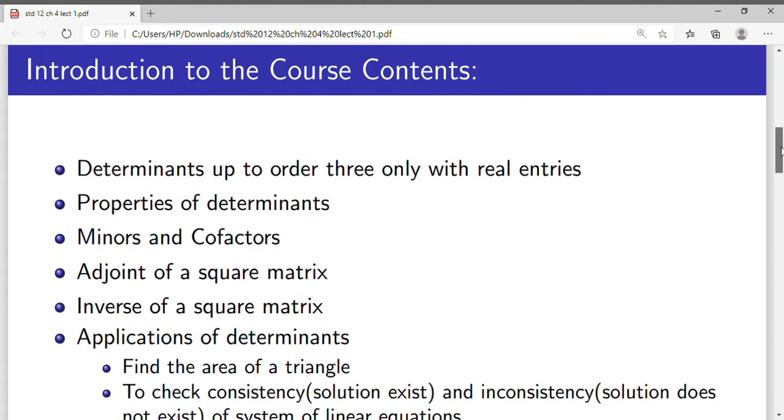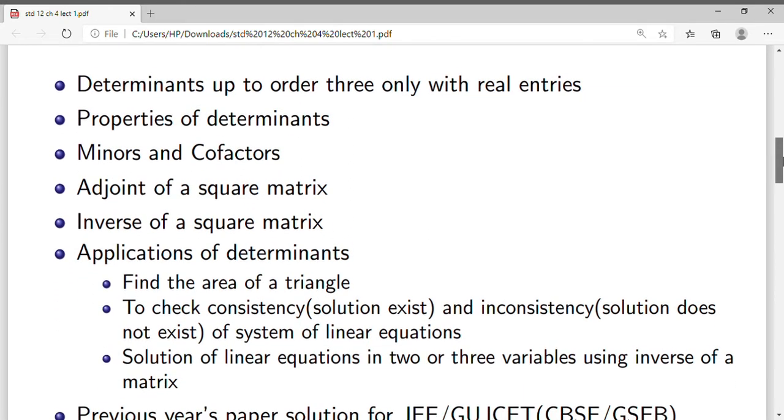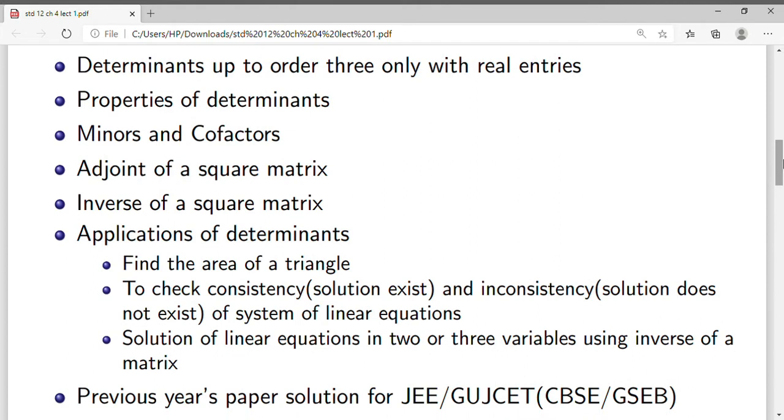Introduction to the course contents. In this course, we will discuss determinants up to order 3 only, with real entries. That is, determinants of order 1, order 2 and order 3. Properties of determinants. Minors and cofactors. Adjoint of a square matrix. Inverse of a square matrix.